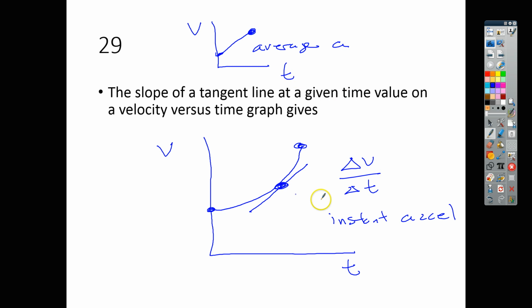So there's a big difference between the two. Instant is at a point. Average is just the slope of the line for the velocity versus time graph. Here, this is not the slope of this curve. It's got many different slopes, but it is the slope of the tangent line. So be careful with it.